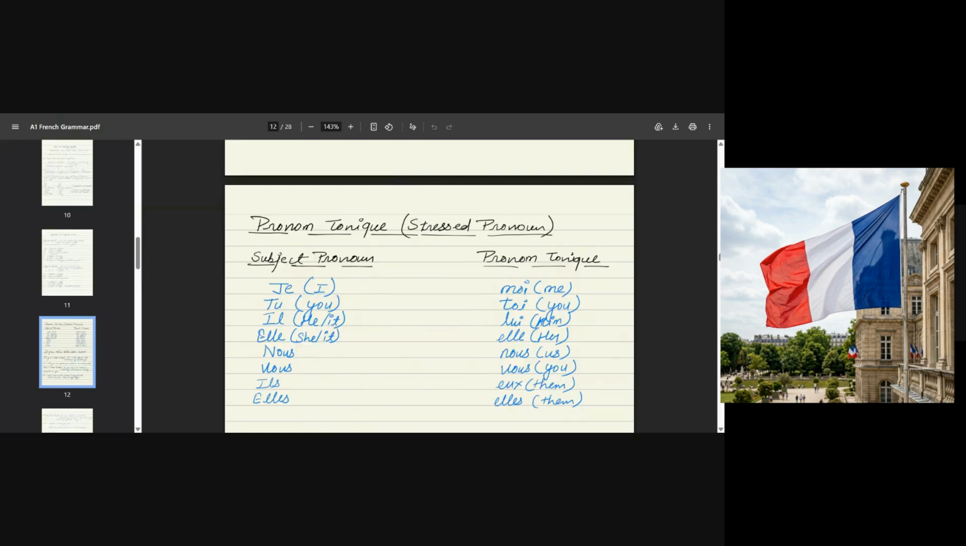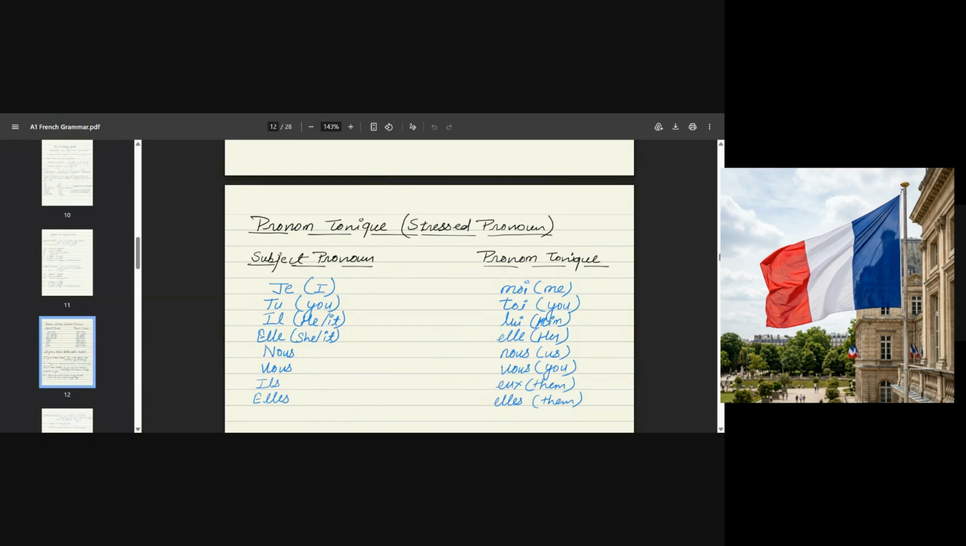Okay. So we already know about the subject pronouns: je, tu, il, elle, nous, vous, ils. Now let's learn the pronom tonique of those subject pronouns. Okay. So je, which means I. If you want to stress something, emphasizing something, then you will use moi. Moi, which means me.